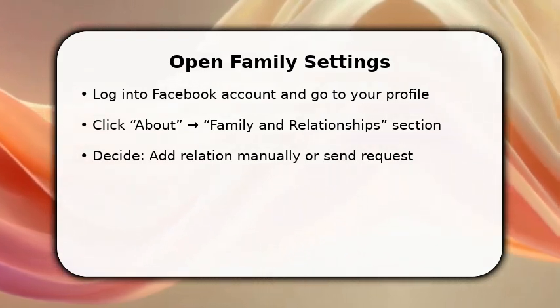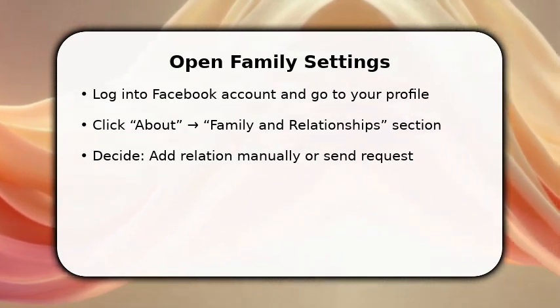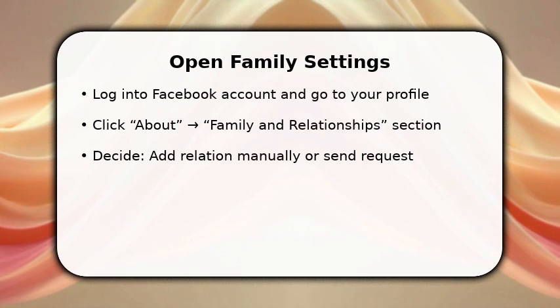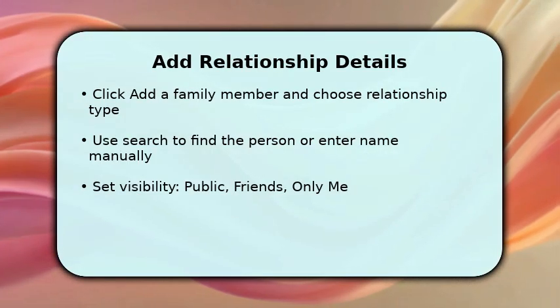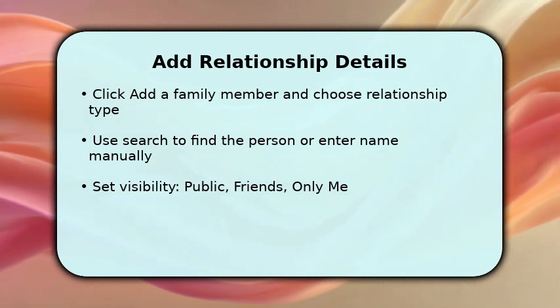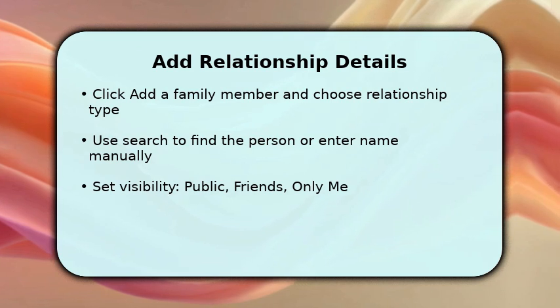Make sure the person is in your friends list if you want to tag them. If not, send a friend request first. This saves time and prevents privacy restrictions from blocking the add step. Now click Add a Family Member and pick the relationship type from the menu: parent, sibling, spouse, etc. Because accuracy matters for how Facebook organizes your profile.